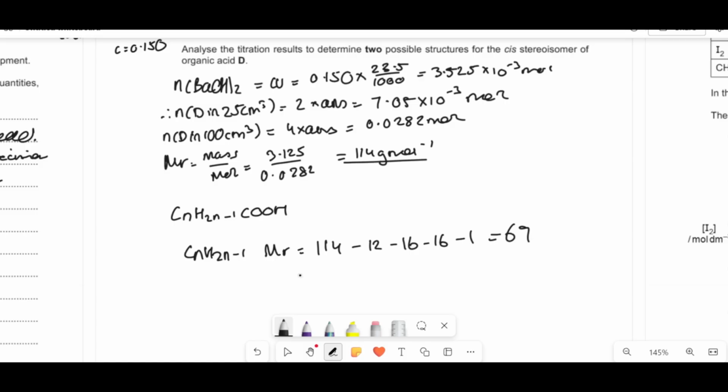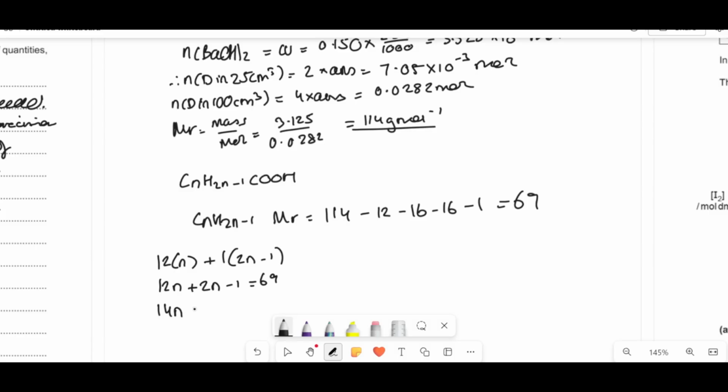So then to find out how many n's we have, we can do a bit of algebra. Carbon weighs 12, hydrogen's atomic mass is 1, right? So then we'll have 12 times n plus 1 times 2n minus 1. If we expand that out, we'll get 12n plus 2n minus 1, and that will equal the whole mass, which is 69. So that means that 14n equals 70. So then n would equal 70 over 14, which is 5.